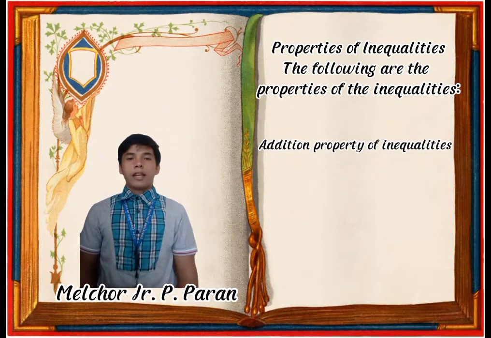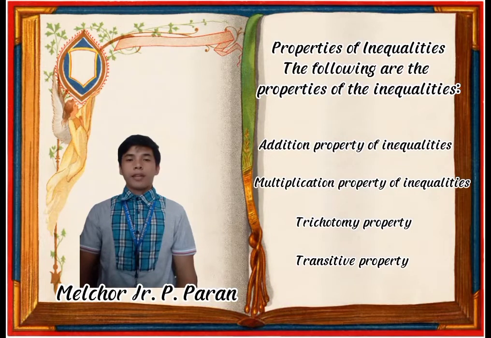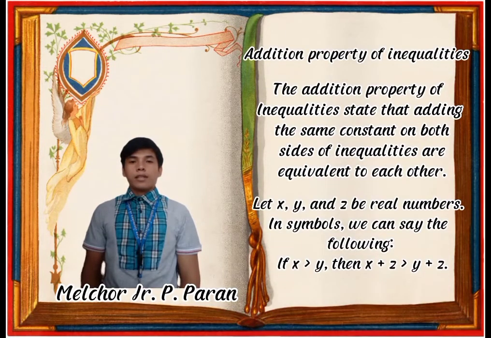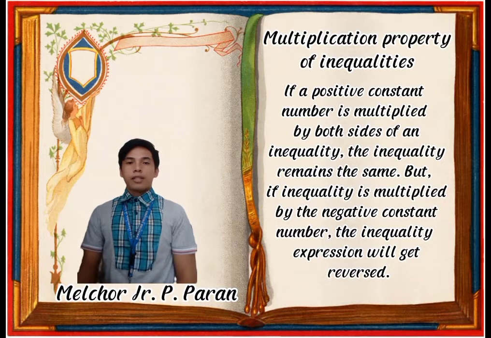The first, the addition property of inequalities. The second, multiplication property of inequalities. The third, trichotomy property. The fourth is transitive property. The addition property of inequalities states that adding the same constant to both sides of an inequality gives an equivalent inequality. The multiplication property of inequalities: if a positive constant number is multiplied to both sides of an inequality, the inequality remains the same.